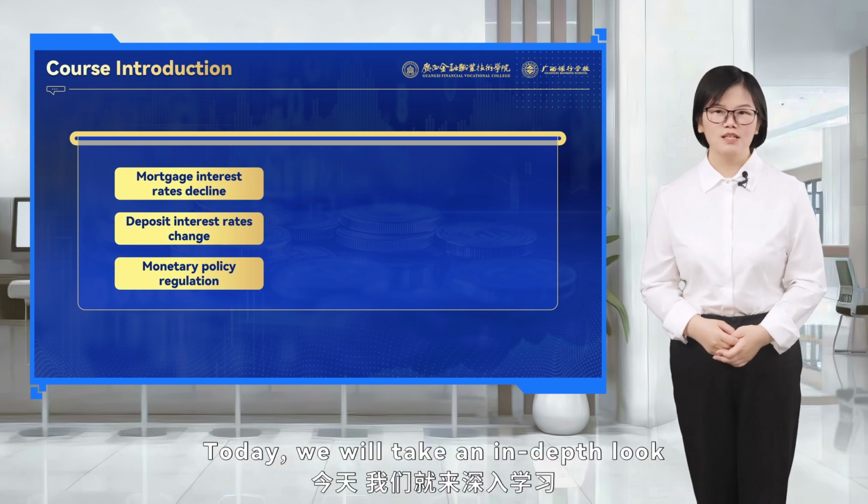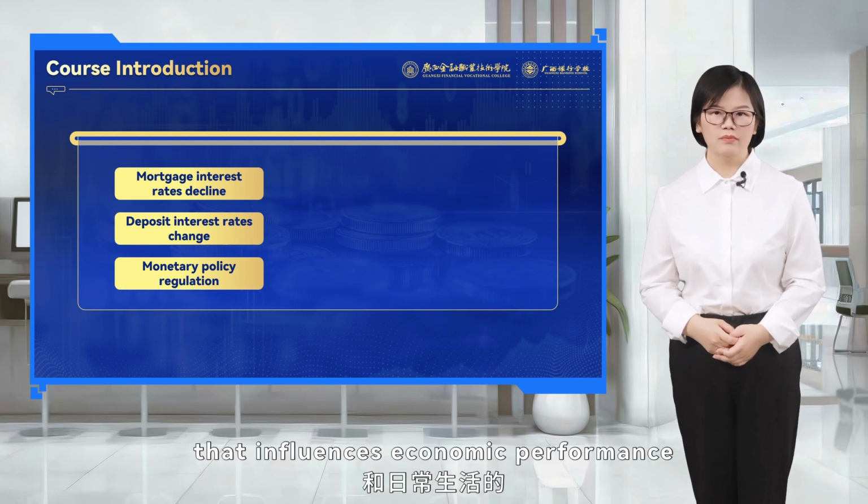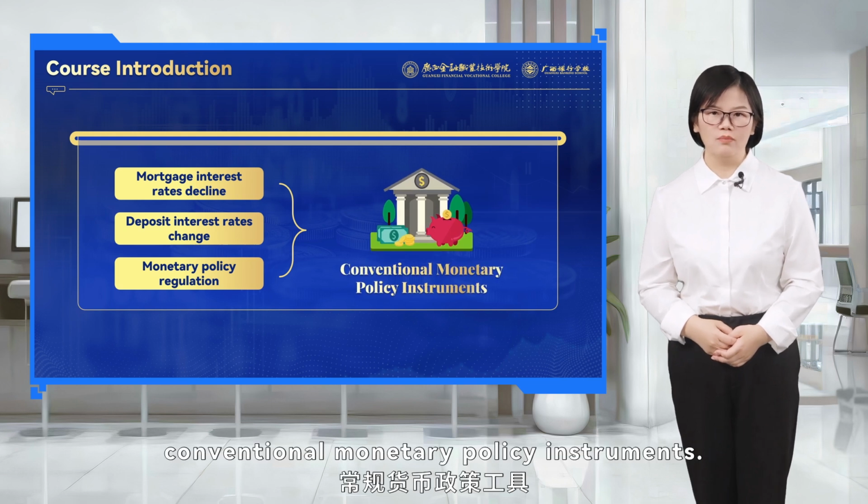Today, we will take an in-depth look at the financial regulator that influences economic performance and everyday life, conventional monetary policy instruments.